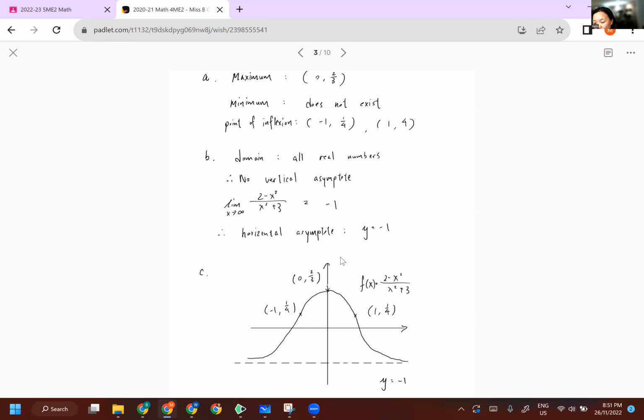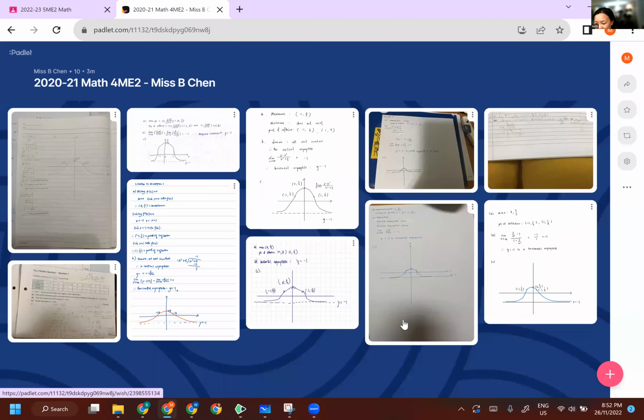And then the curve with the concavity, this time it's a bell-shaped curve, and it's symmetrical. And the concavity, you see, concave up, concave down, concave up. Excellent. Excellent.